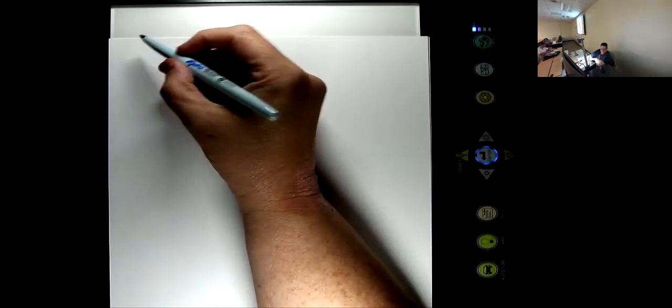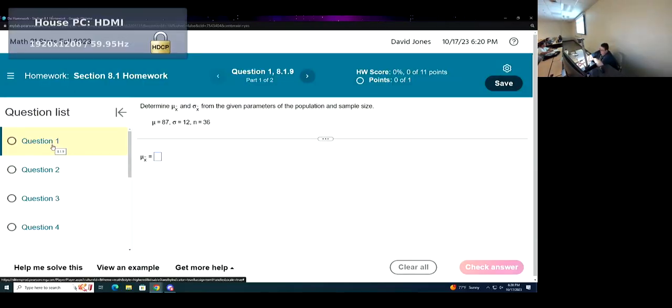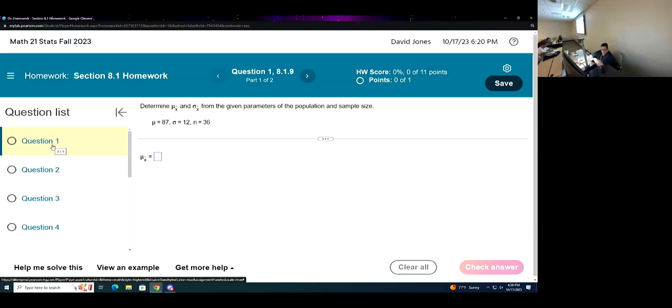Question number 1. I think everyone had enough time to write that down, listening to my stupid tale of Taco Bell. Question number 1, I'll throw it up on the screen in a second. Well, I'll do it now and I'll keep writing. It says determine mu of x-bar and sigma of x-bar given mu equals 87, sigma equals 12, and n equals 36. It might be easier to read with my big handwriting.